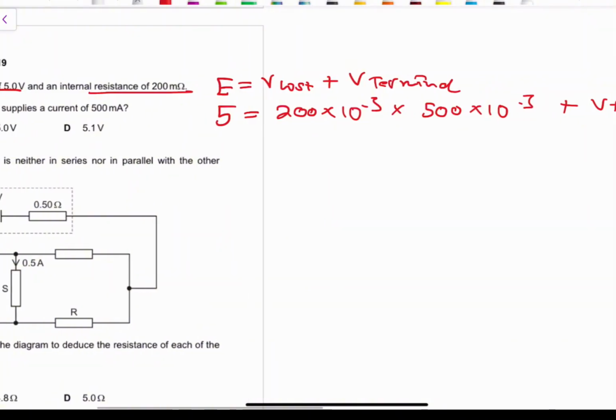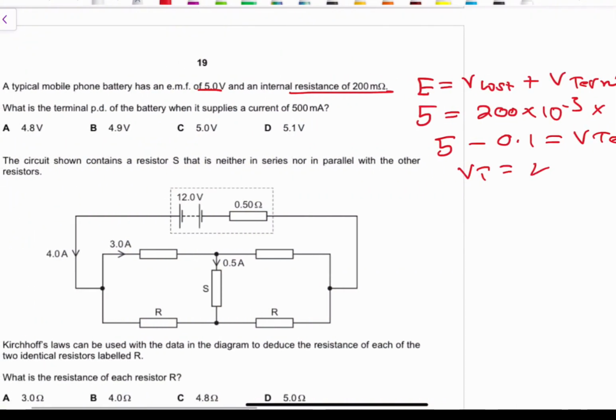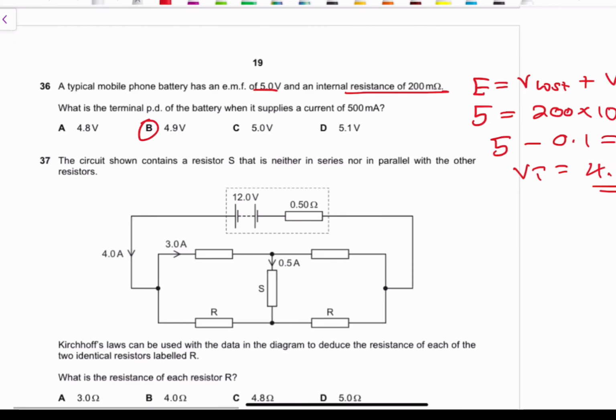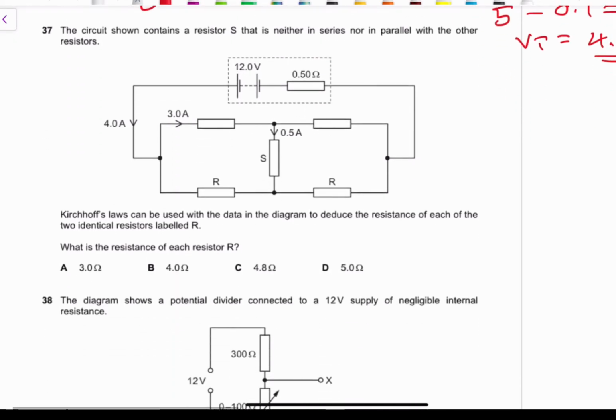Okay, so 5 subtract, right? If you say 200 times 10 to the power of negative 3 and multiply that by 500 times 10 to the power of negative 3, that's going to give us 0.1. That must be equivalent to our V terminal. So our V terminal is going to be equivalent to 4.9 volts, right? So 4.9 is going to be B. Okay, move on to question 37.